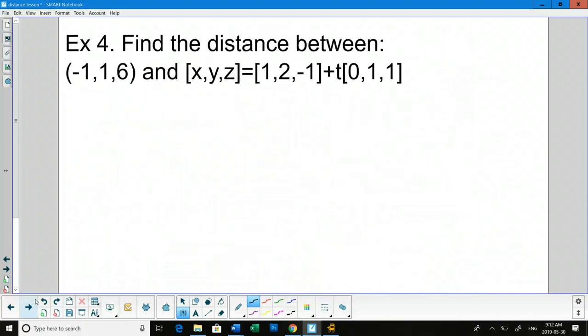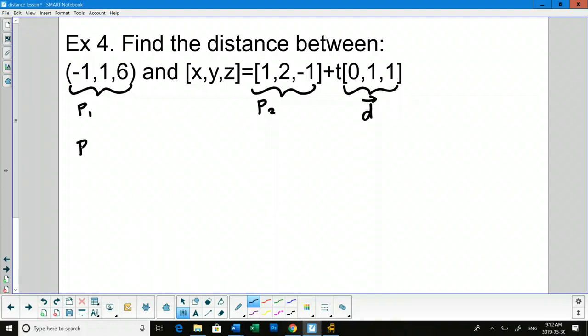So here's what I need. Well, actually, I already have a point on my line. So here we can say maybe this will be P1 and P2. This is going to be our direction vector. And all I need to find here is the vector that connects P1 and P2. And then I can just plug right into that formula. Okay, so we'll do 1 minus negative 1, giving us 2. 2 minus 1, giving us 1. And negative 1 minus negative 6, giving us negative 7.